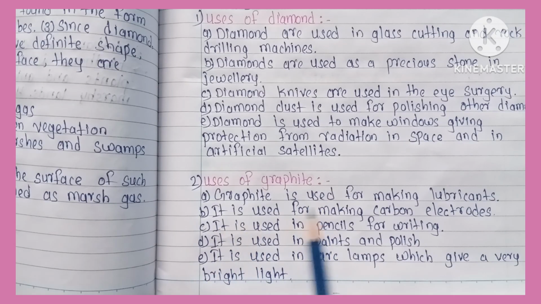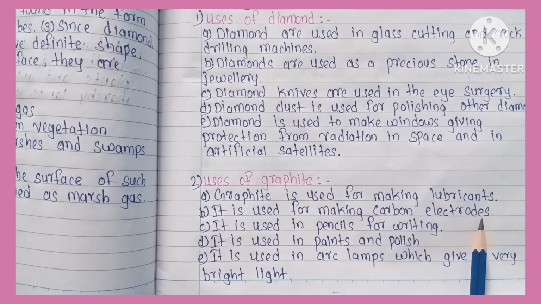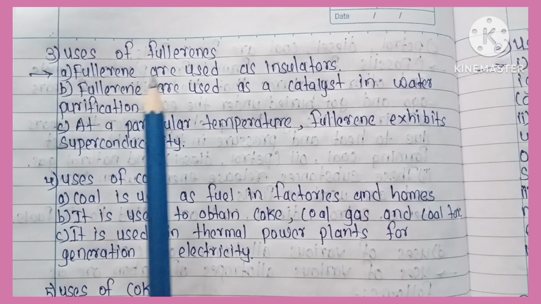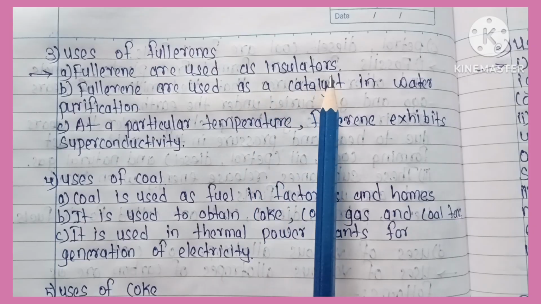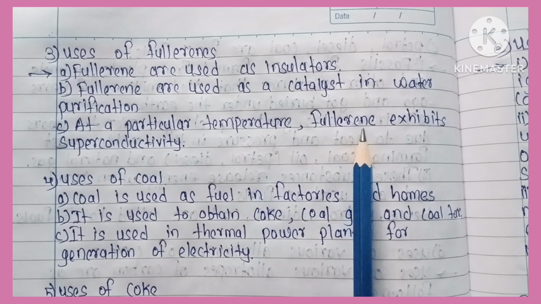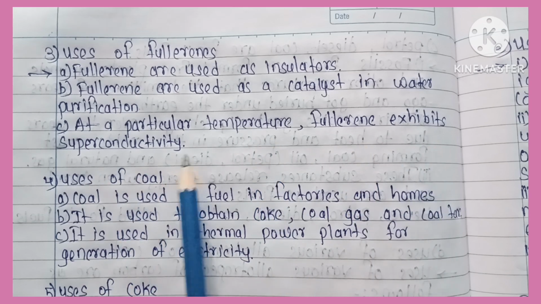Uses of graphite. Graphite is used for making lubricants. It is used for making carbon electrodes. It is used in pencils for writing. It is used in paints and polish. It is used in arc lamps which give a very bright light. Uses of fullerenes. Fullerenes are used as insulators. Fullerenes are used as a catalyst in water purification. At a particular temperature, fullerenes exhibit superconductivity.